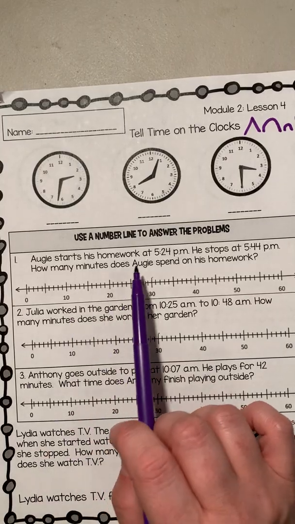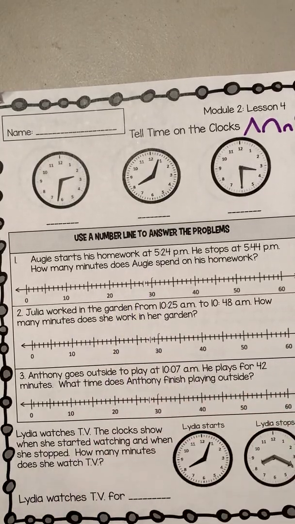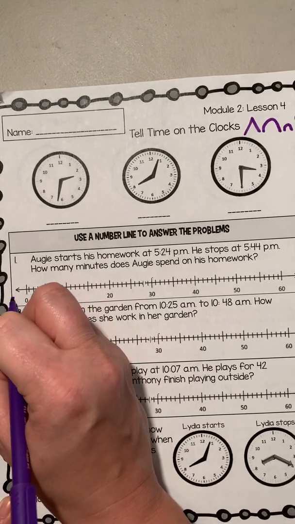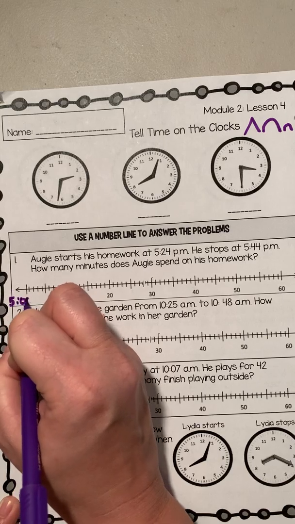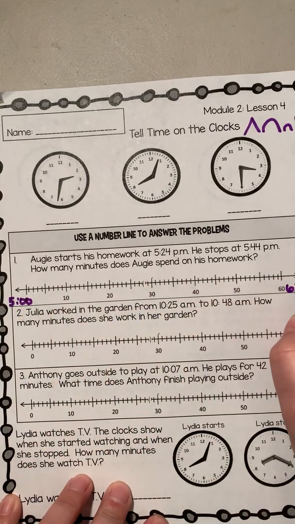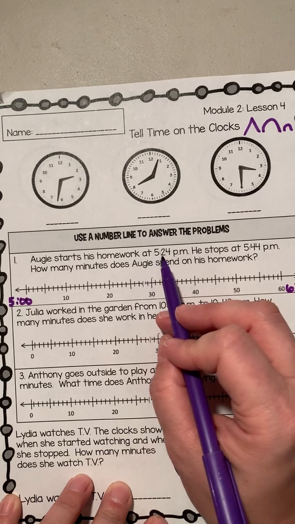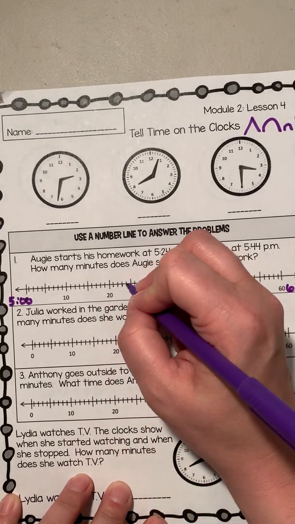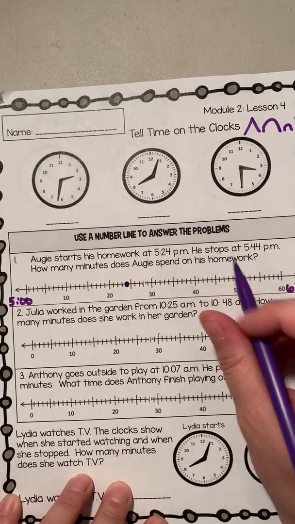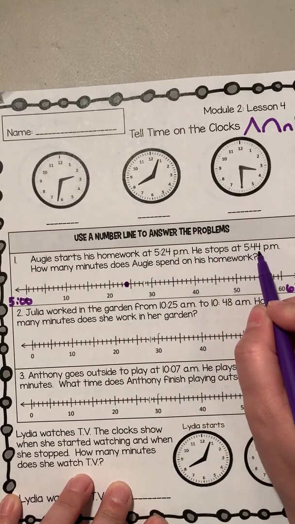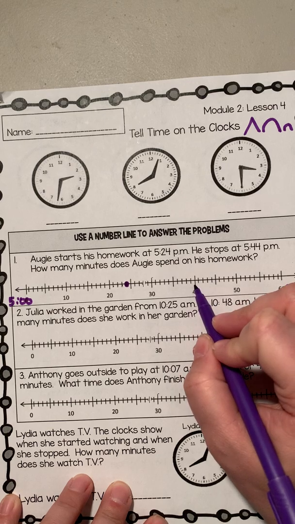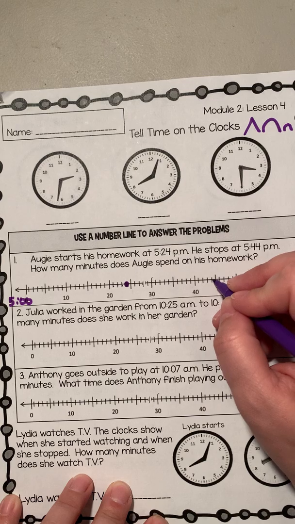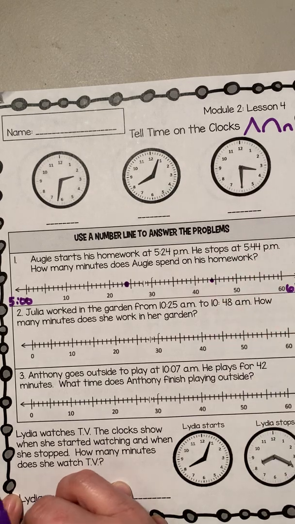So Augie starts his homework at 5:24. So I'm going to plot the 5:24. So this is going to be 5 o'clock, and over here is going to be 6 o'clock. So we have it set up. We're starting at 5:24. So there's 20, 21, 22, 23, 24. There's my plot. He stops work at 5:44. So I'm going to plot that point. So there's 40, 41, 42, 43, 44. Right there.